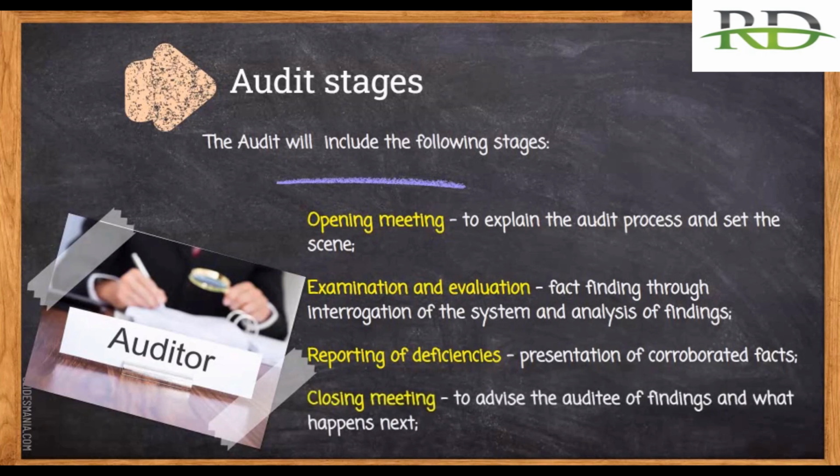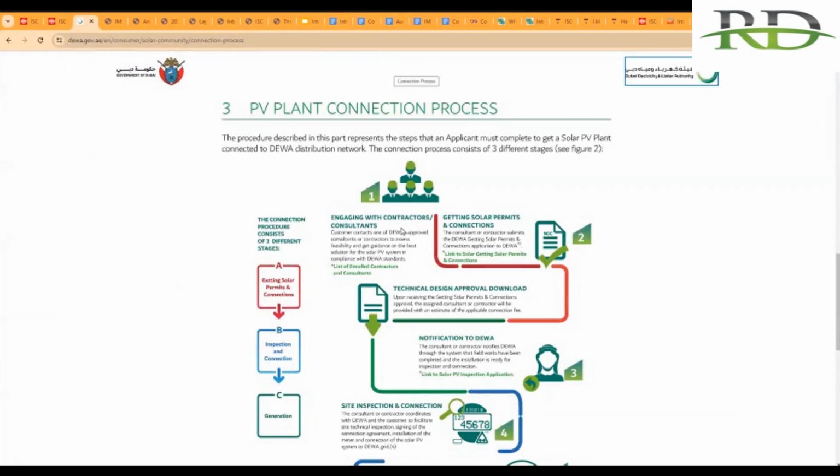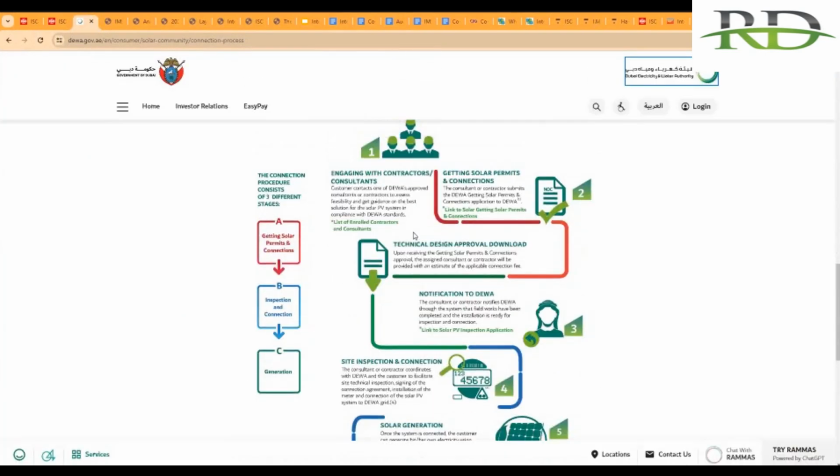And then, of course, you present your findings in an audit closing meeting. So during these auditing stages now, you are using an audit checklist. So let me show you how an audit checklist is used. I'm going to be using this audit checklist right here.